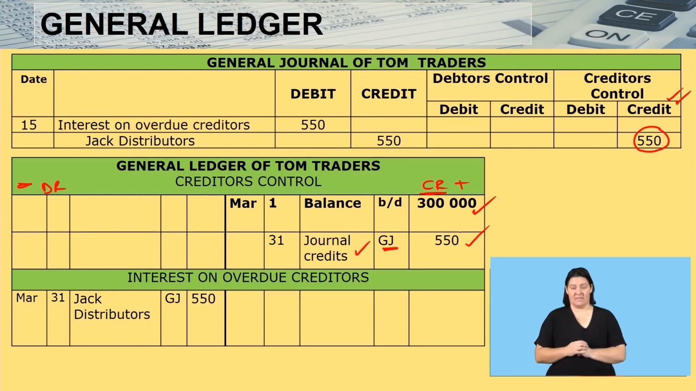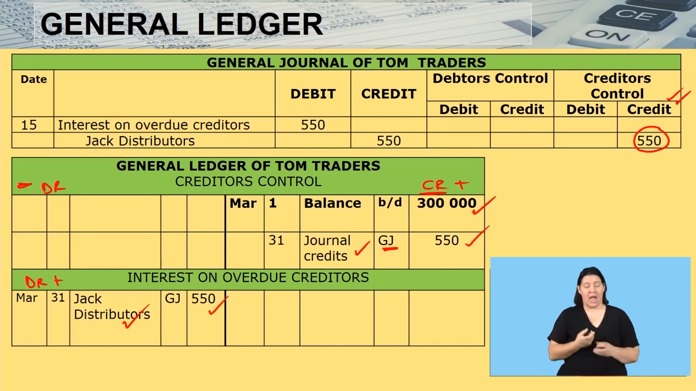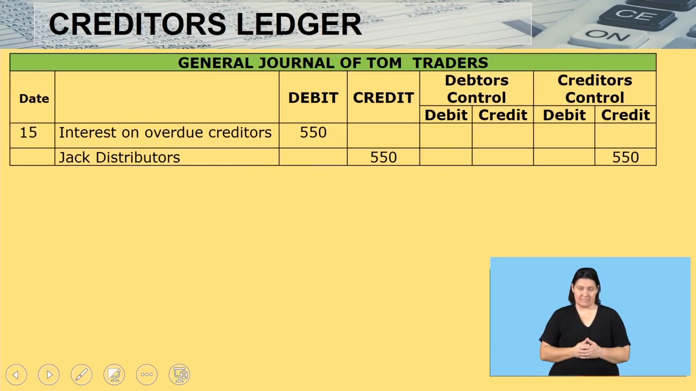550. We will now come to interest on overdue creditors. This is an expense account. It will increase on the debit side. Then we'll say Jack Distributors 550 on the debit side. We're going to move on now to the creditors ledger. Again, we're posting from our GJ.